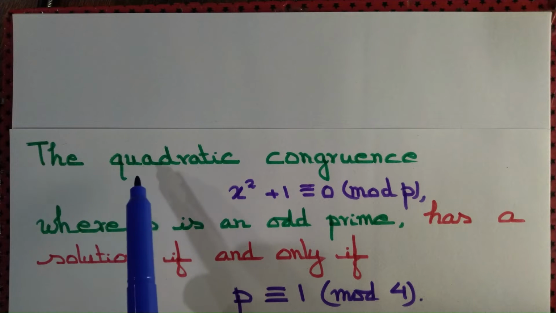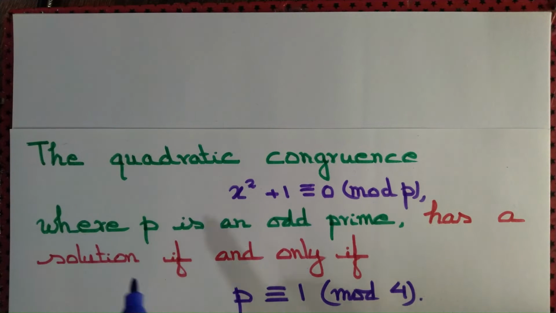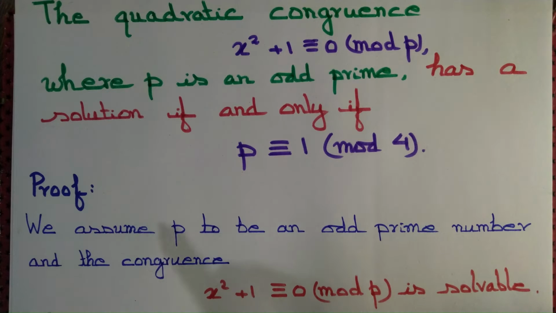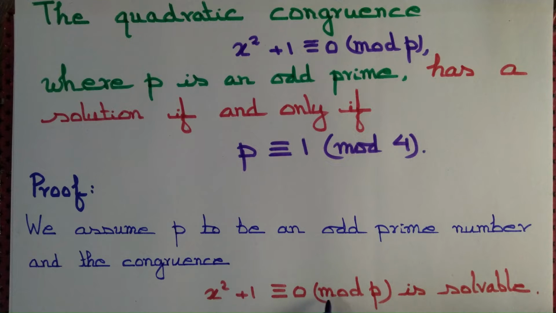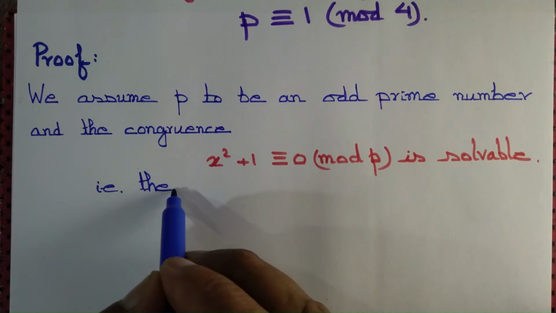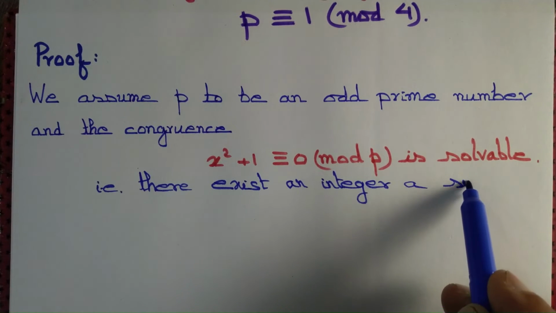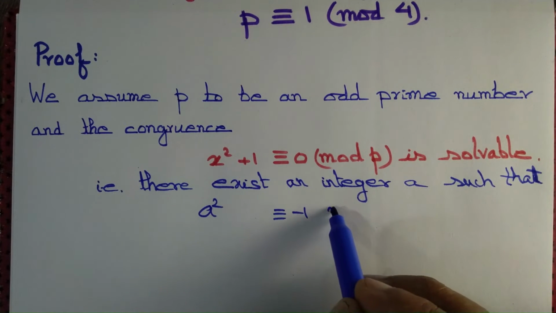In this video, we prove that the quadratic congruence x squared plus 1 is congruent to 0 mod p, where p is an odd prime, has a solution if and only if p is congruent to 1 mod 4. So we start by assuming p to be an odd prime number and the congruence x squared plus 1 is congruent to 0 mod p is solvable. That is, there exists an integer a such that a squared is congruent to minus 1 mod p.